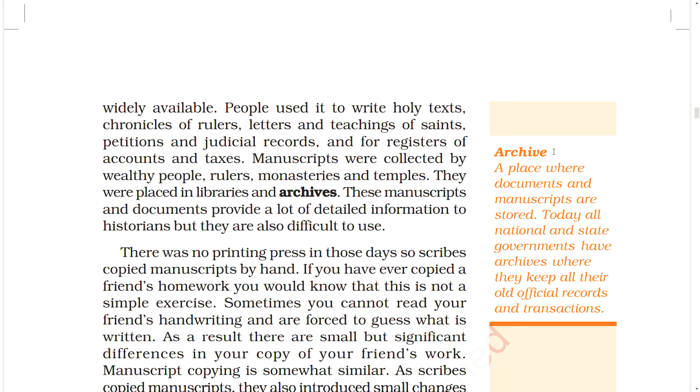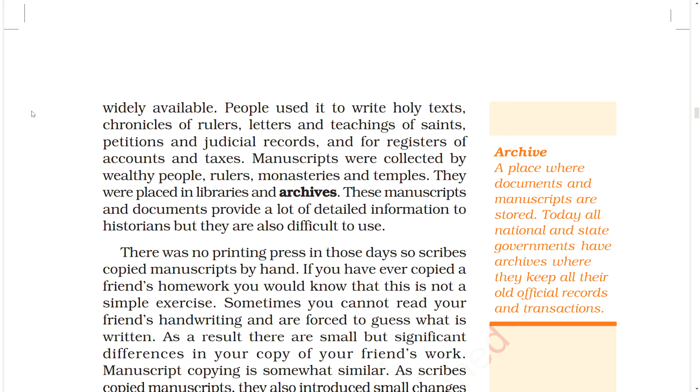Archive. A place where documents and manuscripts are stored. Today, all national and state governments have archives where they keep all their old official records and transactions. Manuscripts were widely available. People used them to write holy texts, chronicles of rulers, letters and teachings of saints, petitions and judicial records, and for registers of accounts and taxes.